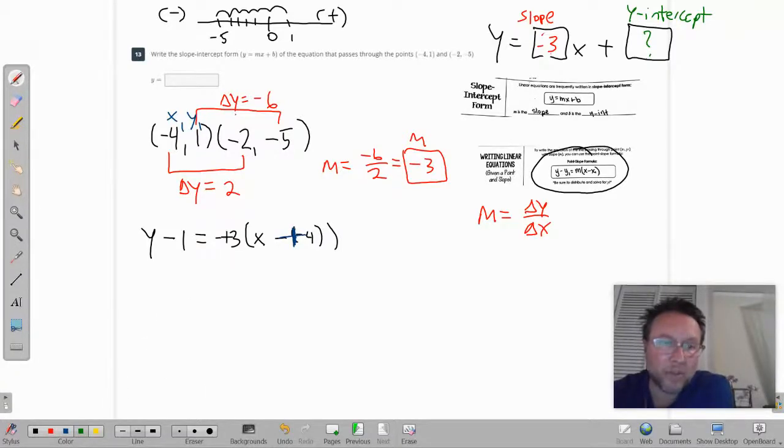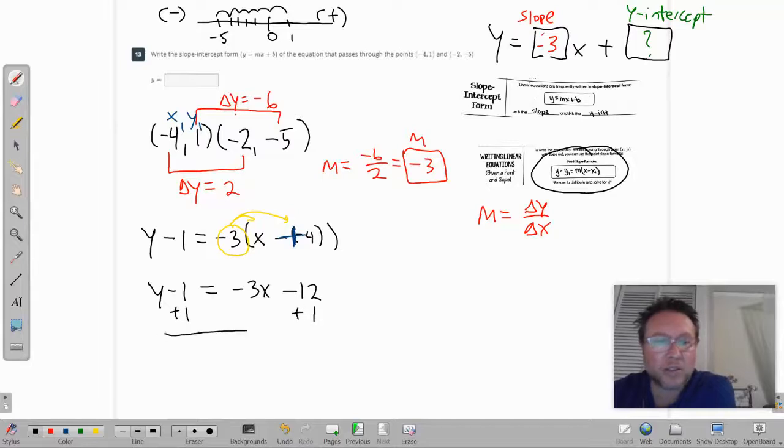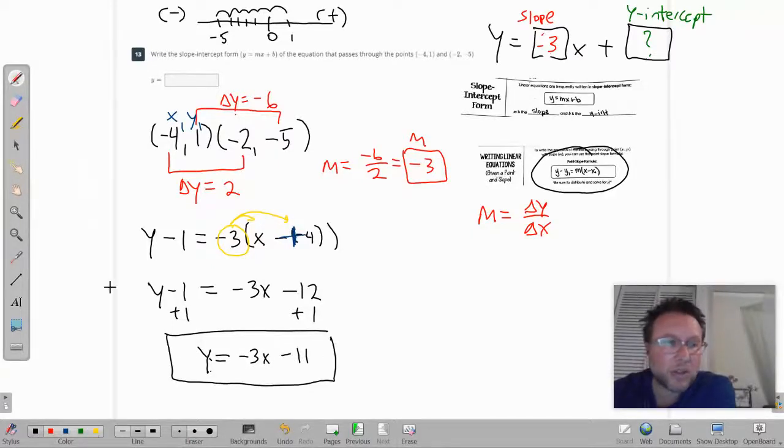And then we're going to distribute into this, right? Take that -3, not a +3, it's a -3. And so we're going to distribute into that. So we've got y minus 1 equals -3x minus 12. And then if I add 1 to both sides, I get y equals -3x minus 11. So that means that my starting point, my y-intercept on this one, is -11. So I'll go back and update that.